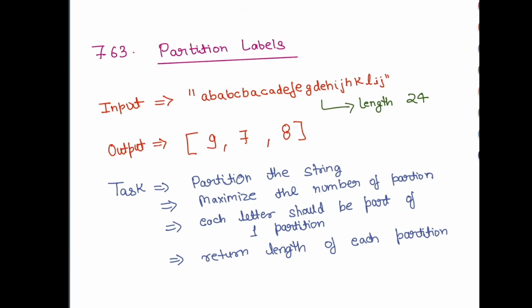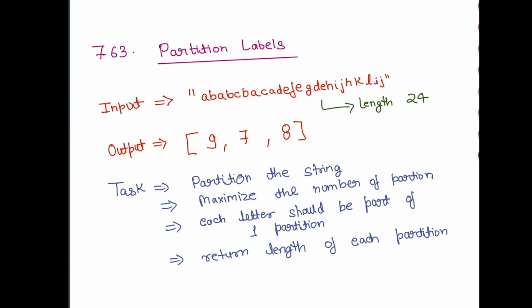In this particular problem, we have one input. This is a string, and right now this is example number 1 whose length is 24. The output for this input should be 9, 7, 8, and you will notice that the sum of these numbers is equal to the length of the string. Now, what is the task based on which we are going to create our output?